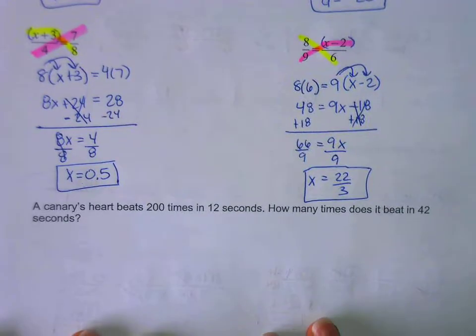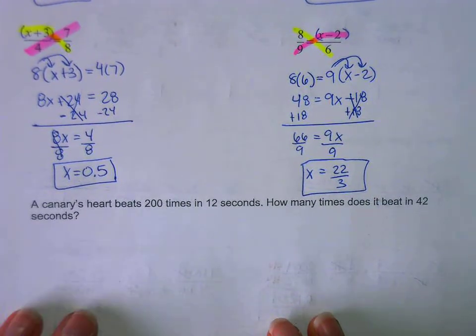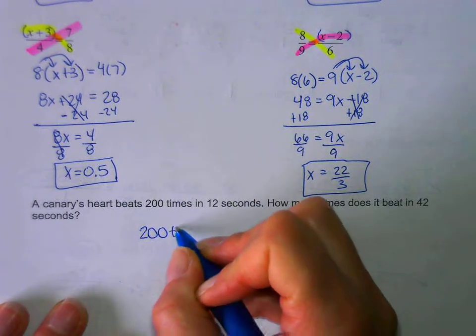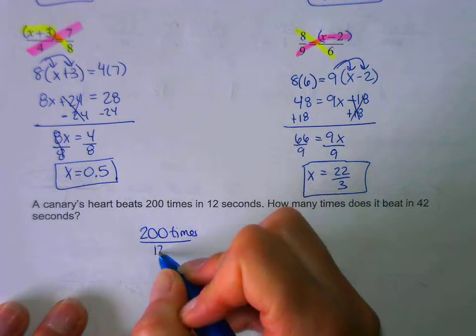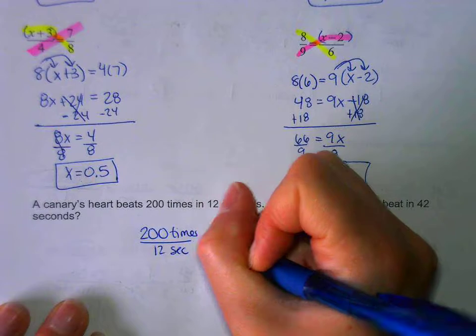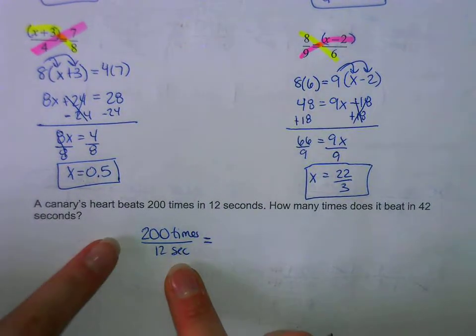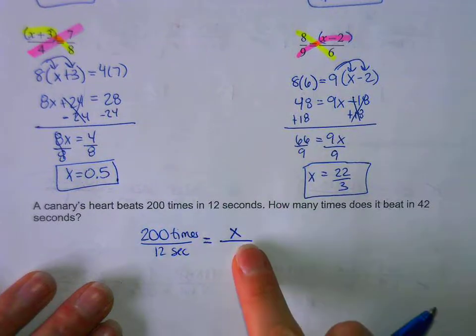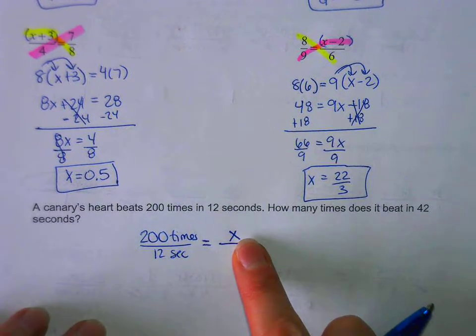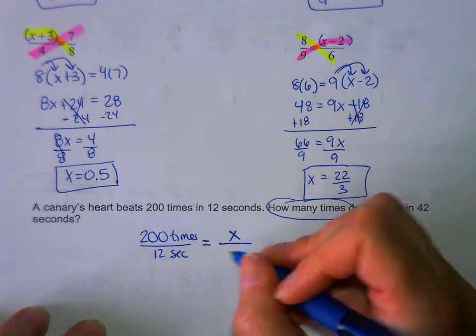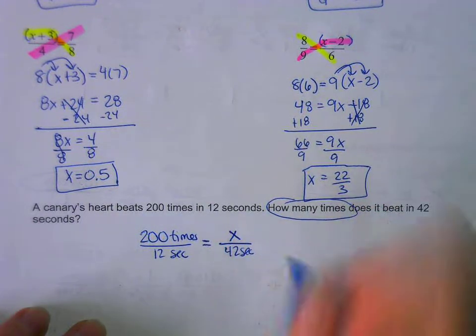So last problem, we have a canary's heart beating 200 times in 12 seconds. So it beats 200 times in 12 seconds. I want to know how many times it beats in 42 seconds. So I'm going to create a proportion using the first rate that they give me. And I don't know how many times it's going to beat the next time. That's what it's asking me. It says how many times. But I do know it's 42 seconds.